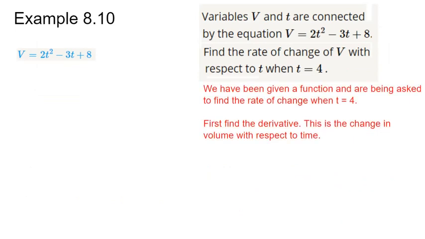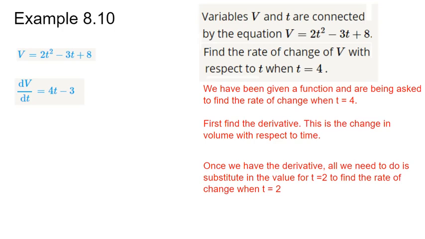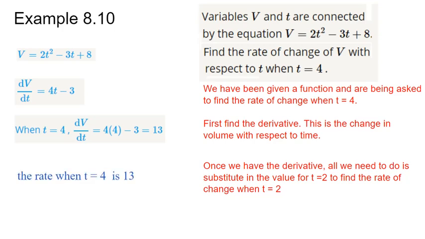So they give us this equation with volume, or V, in terms of t. And they want us to find the rate of change of V with respect to t when t equals 4. So the first step is going to be to use the power rule and find the derivative. And once I've got that, 4t minus 3, I'm going to substitute in the value of 4 wherever I see a t. That gives me the rate of 13. And that's all there is to that one.